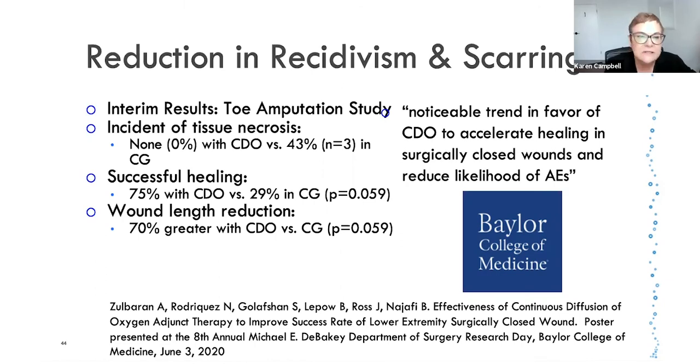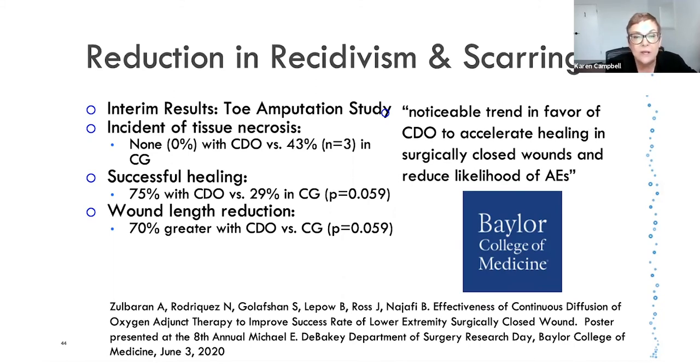And so you can see that the incidence of tissue necrosis with CDO was zero versus 43% in the control group that just got the, you know, normal standard care. And the healing rate was significantly higher in the CDO group, 75% versus 29% in the control group. And as well, wound length reduction was 70% greater in the CDO arm versus the control group.